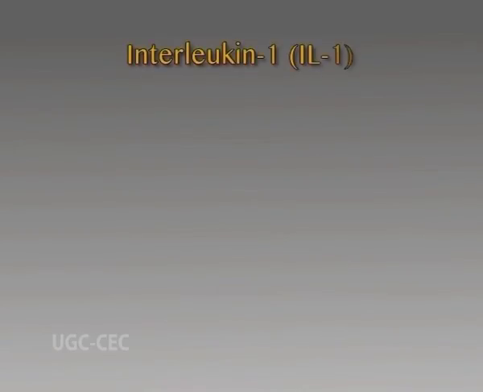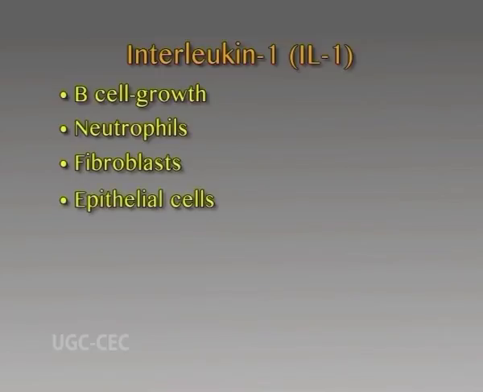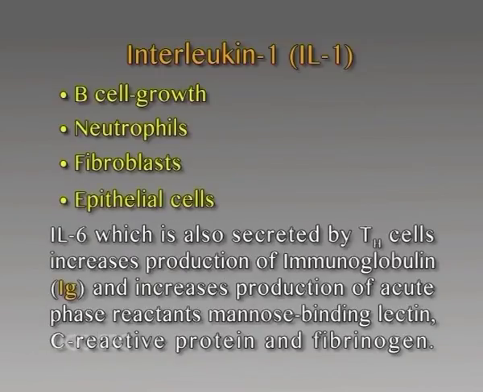Further, antigen-presenting cells or APC stimulate T cells via interleukin-1 or IL-1, which also stimulates B cell growth, neutrophils, fibroblasts, and epithelial cells, while IL-6, which is also secreted by T cells, increases production of immunoglobulin and increases production of acute phase proteins: mannose binding lectin, C-reactive protein, and fibrinogen. T cells stimulate APC by interferon gamma or IFN gamma and also stimulate itself and other T cells by IL-2.